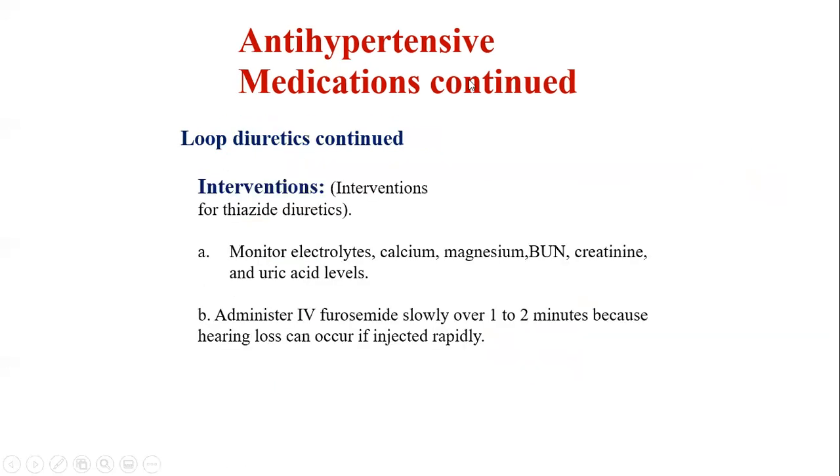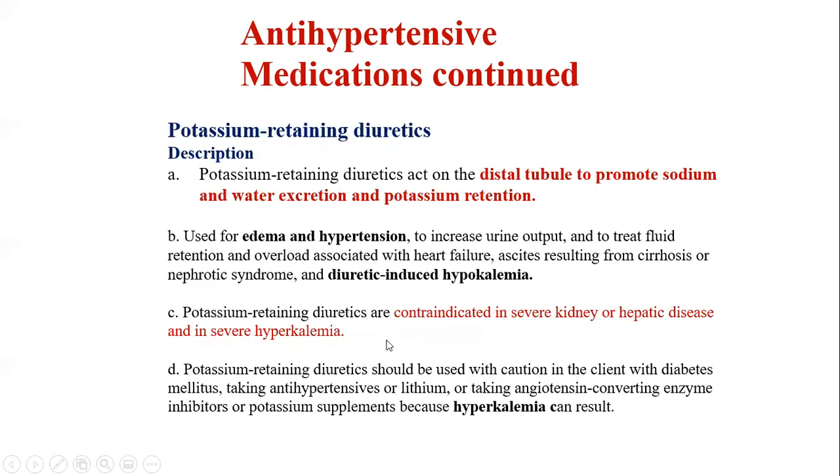What next? Loop diuretic interventions. Monitor electrolytes, calcium, magnesium, BUN, creatinine, and uric acid level. Administer IV furosemide slowly over 1 or 2 minutes, because hearing loss can occur if injected rapidly.